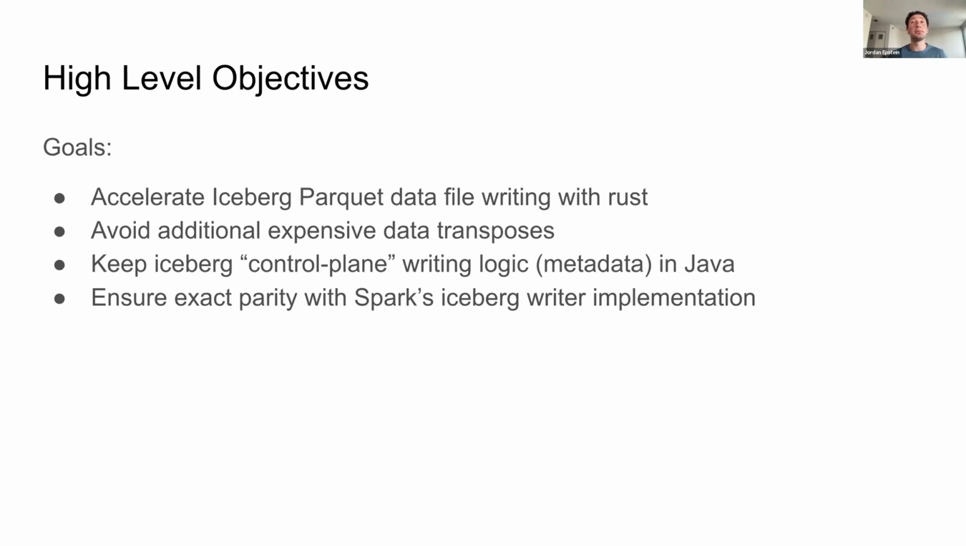And number four, and most important, is that I want to stick with the ethos of Comet generally, which is I want to ensure that I'm only accelerating queries where I can get exact parity with Spark's Java Iceberg implementation. Otherwise, I'll fall back and let Spark do its normal thing.